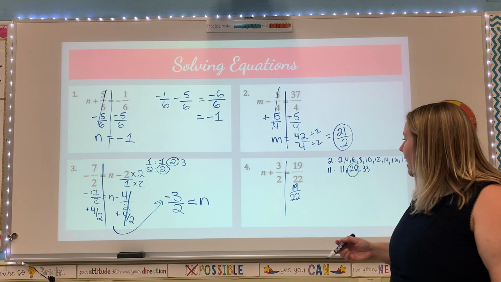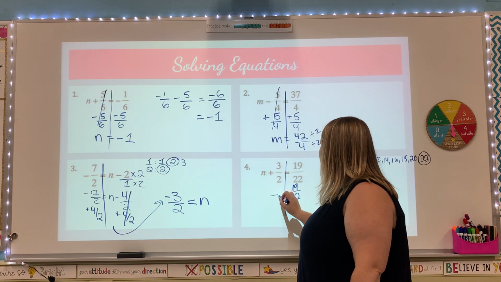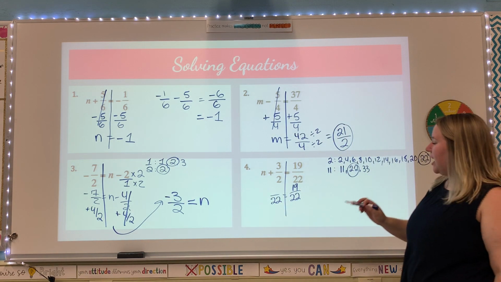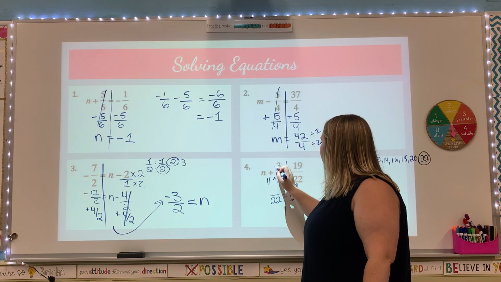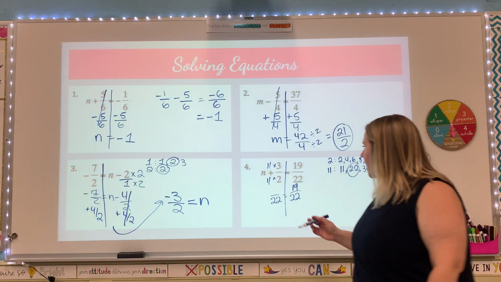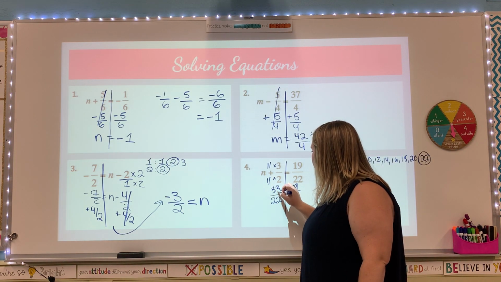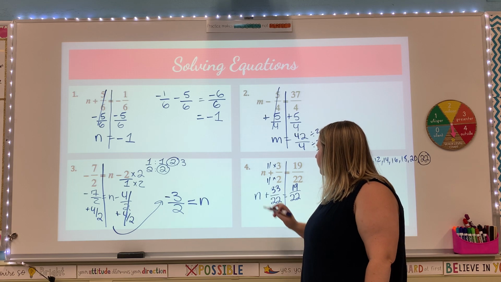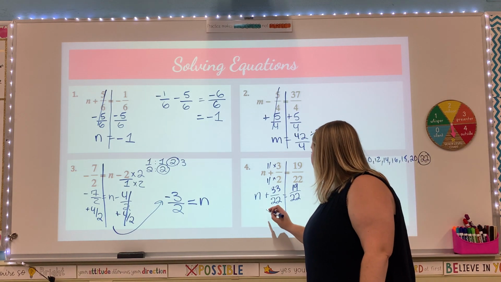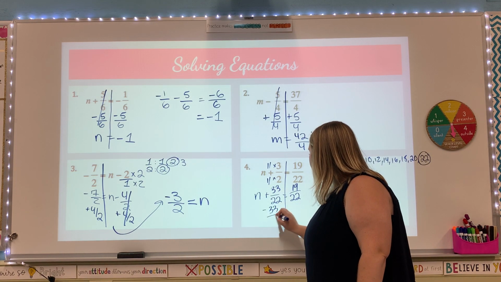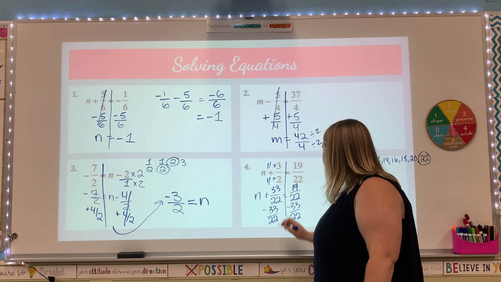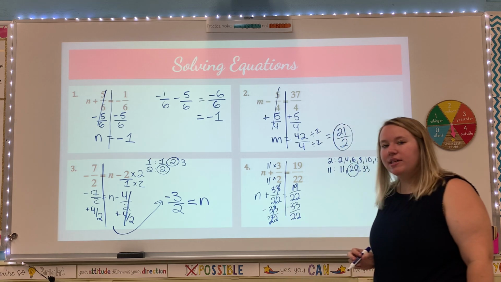What does have to change now is the 3/2. So to get from 2 to 22, we have to multiply by 11. And so we multiply 3 by 11 as well, and 3 times 11 gives us 33. And then I bring down my plus n. Since I'm adding 33 divided by 22, I am going to subtract it. The left side is going to cancel.